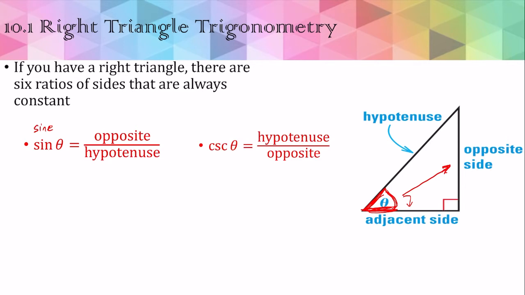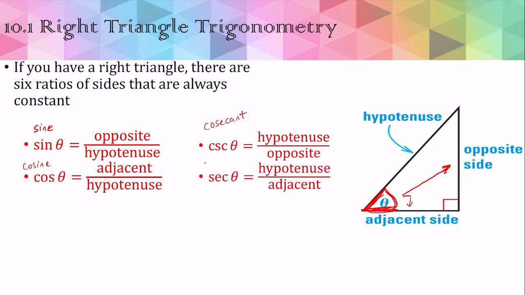Cosecant is its reciprocal. This is cosecant. It's the hypotenuse over opposite. Cosine of the angle is the adjacent over hypotenuse, and again we have to have the angle so we know which side's adjacent. And secant is the hypotenuse over adjacent. They're reciprocals.